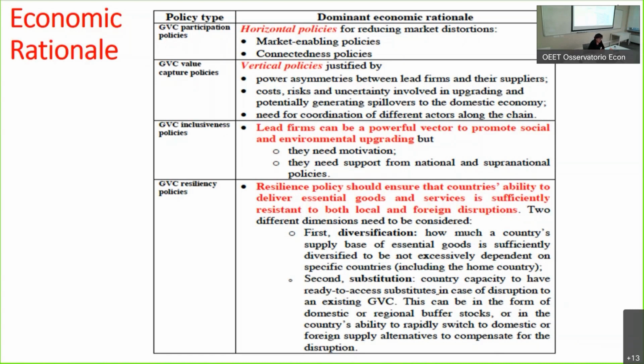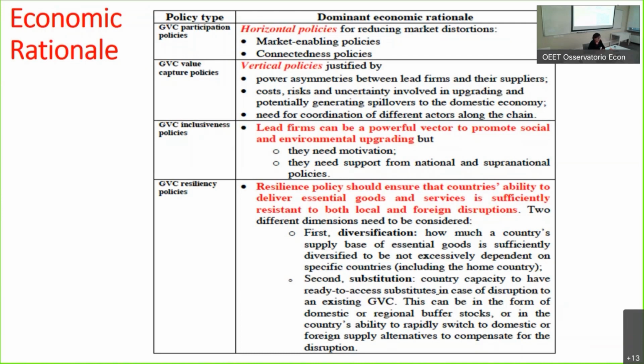And finally, as I was saying, there are the GVC resiliency policies, and these are policies which have been addressed quite a lot recently, because they are trying to address resiliency within GVC, which means these policies aim at addressing countries' ability to deliver essential goods and services, and two different dimensions need to be taken into consideration. First of all, diversification, which means how much a country's supply base of essential goods is diversified, to not be excessively dependent on specific countries. And the other dimension is substitution.